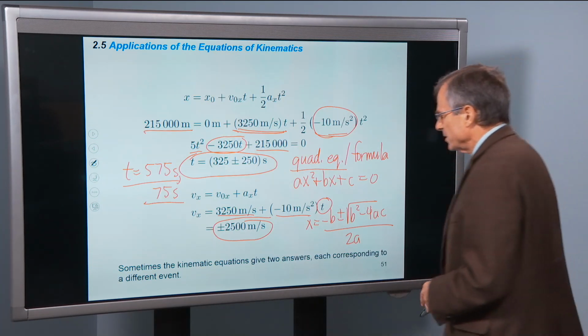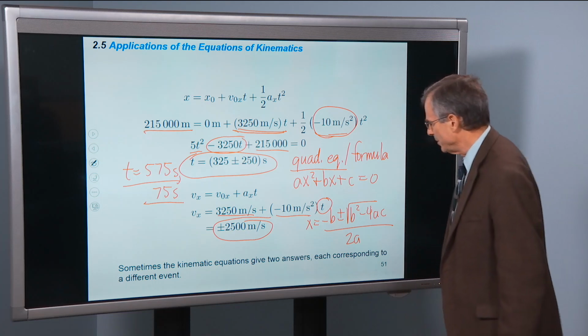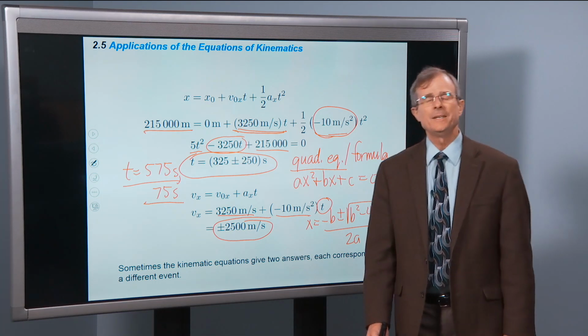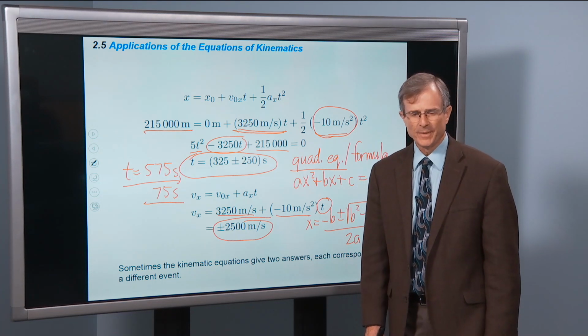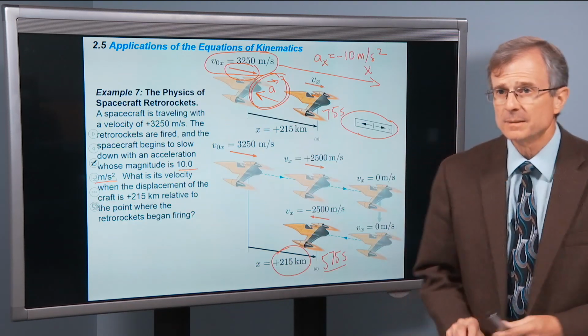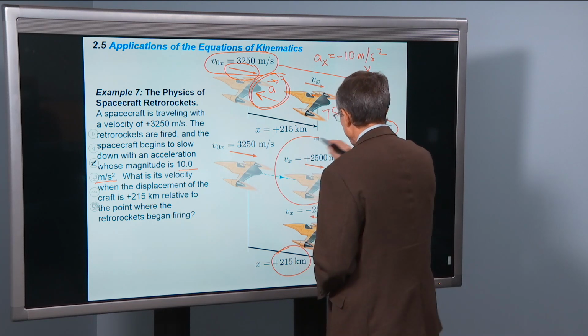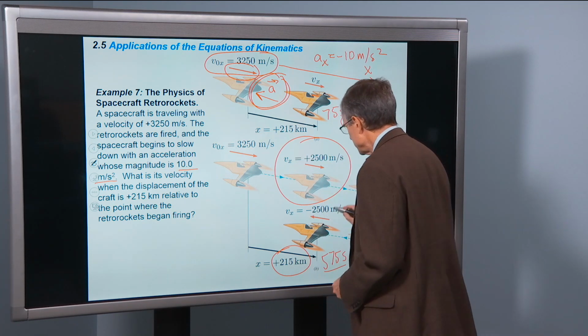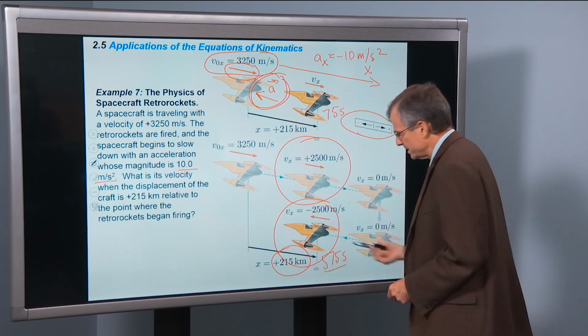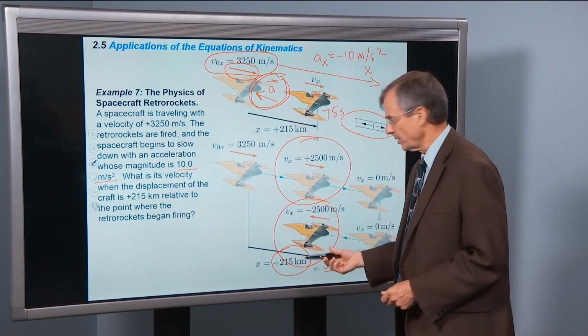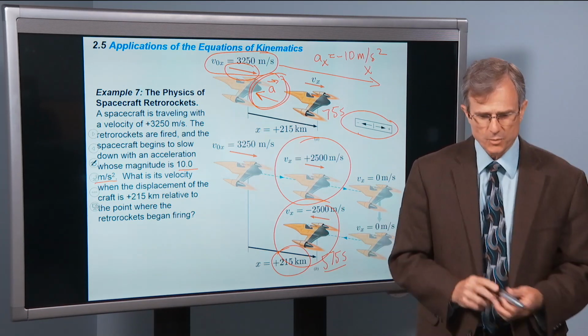So the bottom line here is that sometimes the kinematic equations give two answers, each corresponding to a different event. In this case, this is the first event when it first crosses this point, and this is the second event, when it crosses that point moving in the opposite direction.